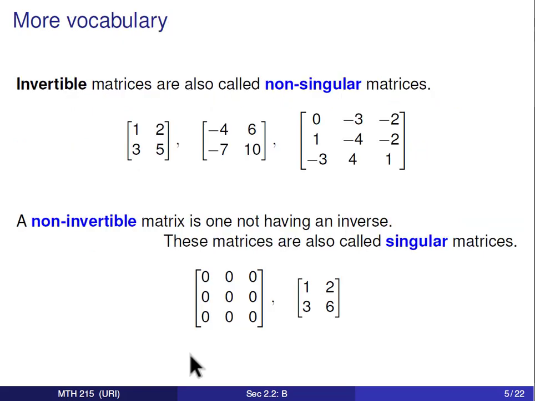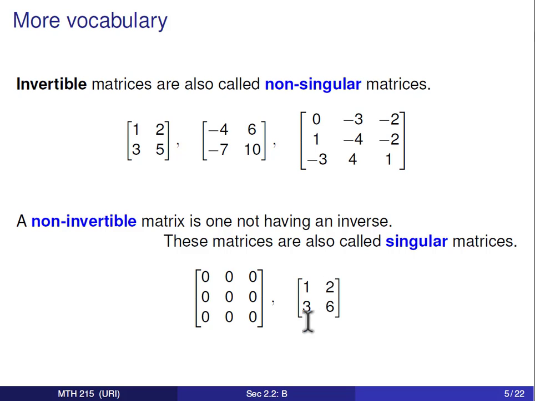Now, we need a little bit more vocabulary. We've been talking about invertible matrices. We're going to introduce another term: invertible matrices, like these ones that we've seen on past slides, are also called non-singular matrices. And the reason we call them that is because a matrix that does not have an inverse will be called non-invertible, or if we get tired of that, we'll instead call them singular matrices. So singular matrices do not have an inverse, they're not invertible. And here are two examples of singular matrices.